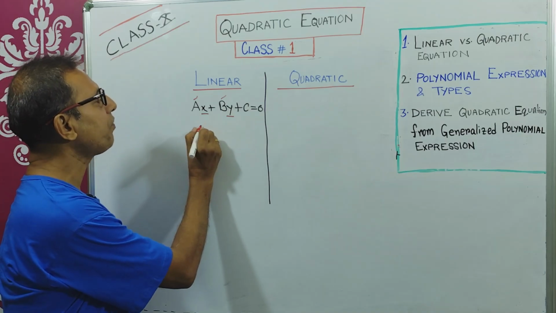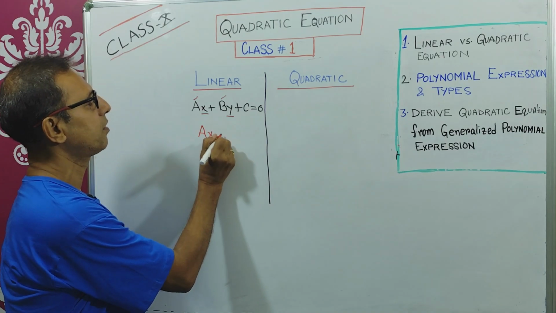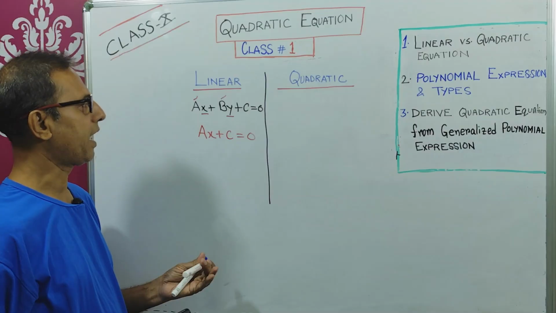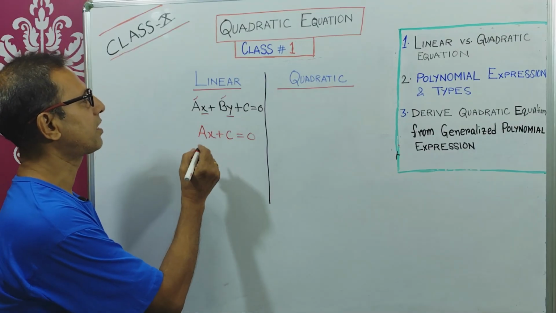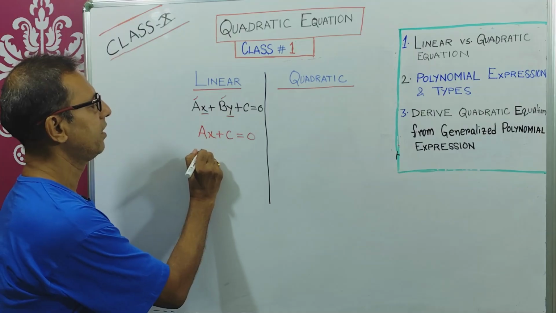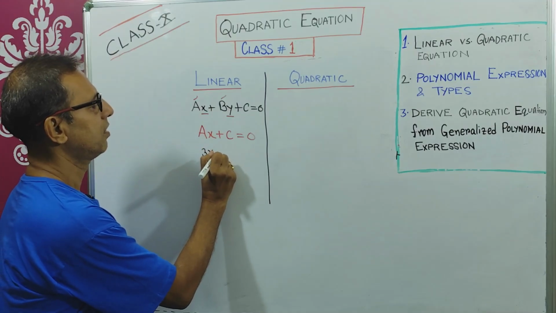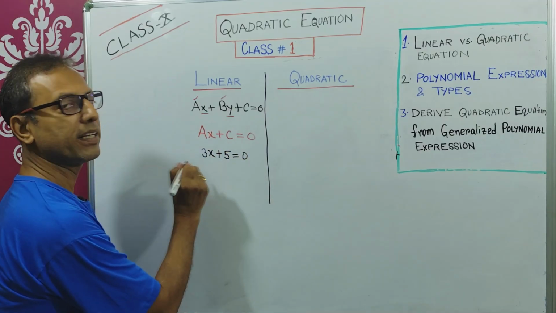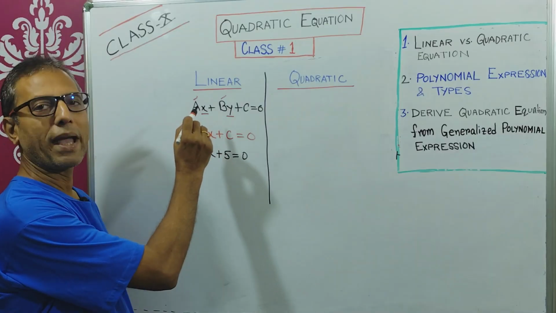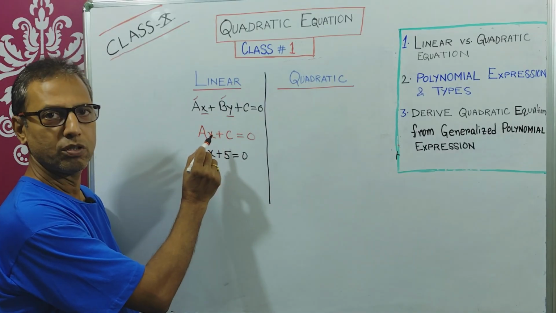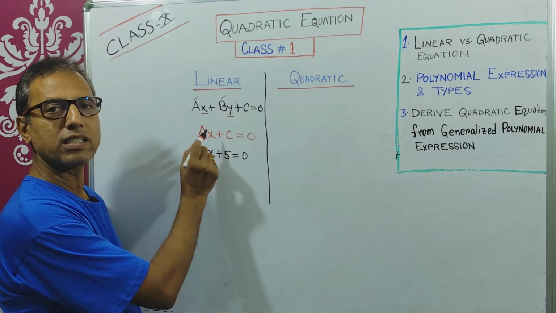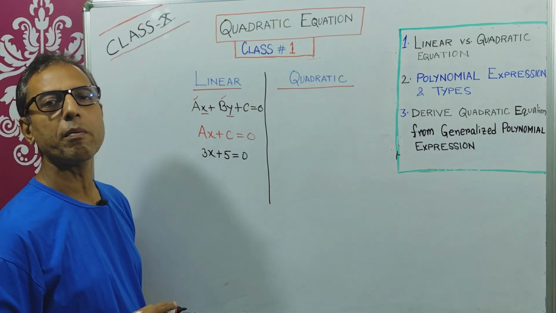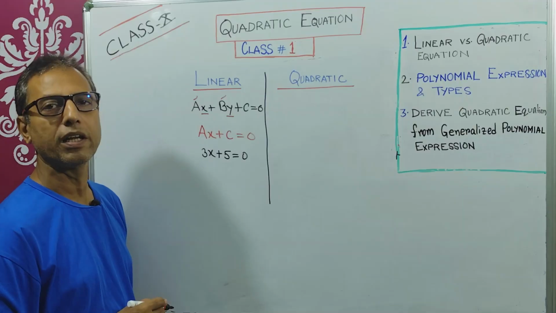Now with 1 variable the standard form is ax plus c equals 0. Let's say, 3x plus 5 equals 0. Why is it linear? Because the maximum power of the variable is 1. Where in the equation the maximum power of the variable is 1, that is called a linear equation.